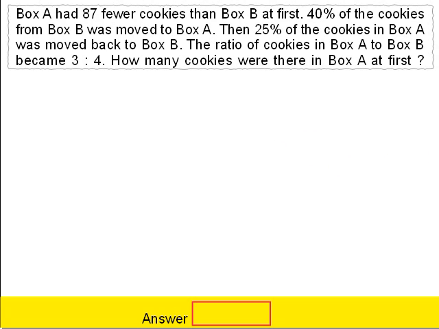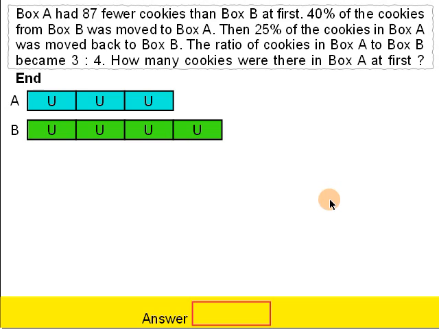We are going to approach these questions by backwards method. So we draw the end models first. At the end, we know that the ratio for box A to box B was 3:4. So we draw 3 units to represent box A and 4 equal units to represent box B. Then previous to this, what happened?